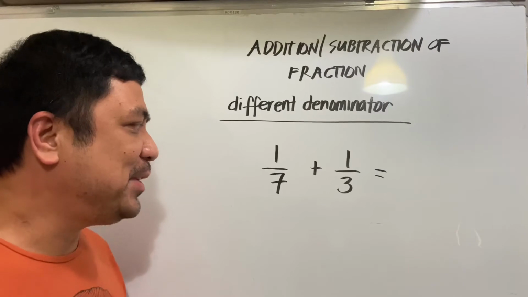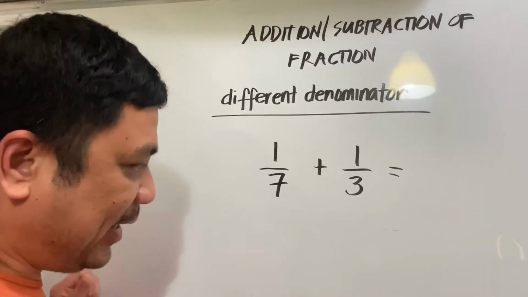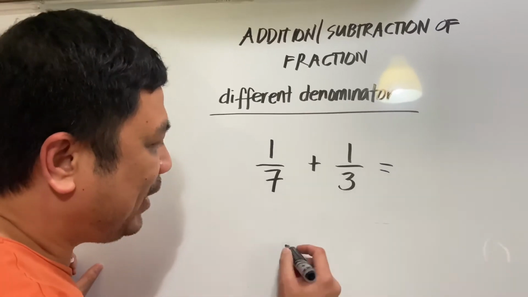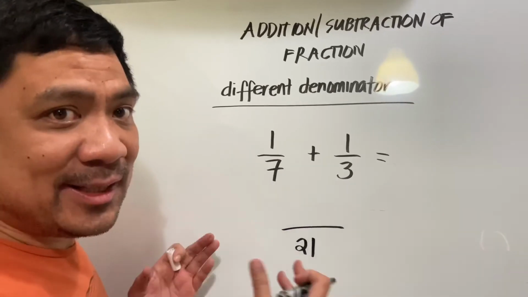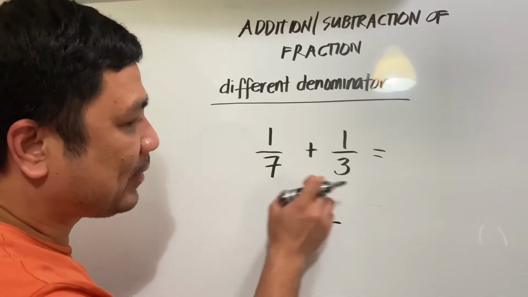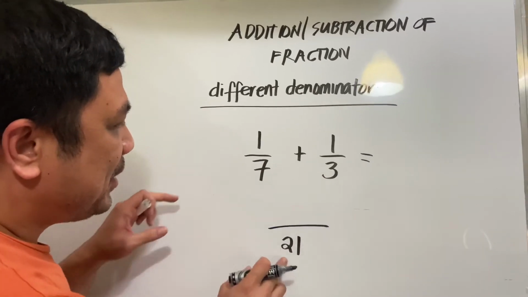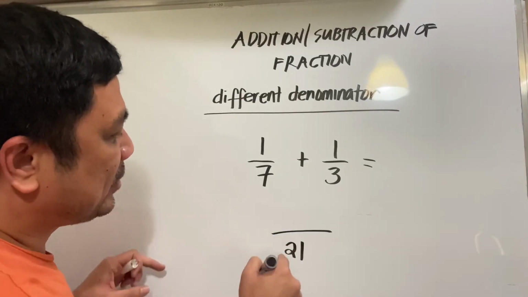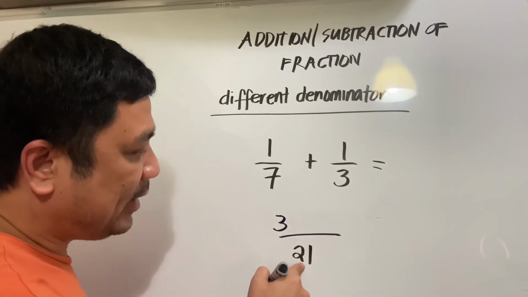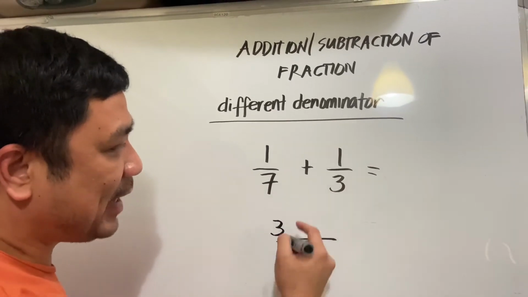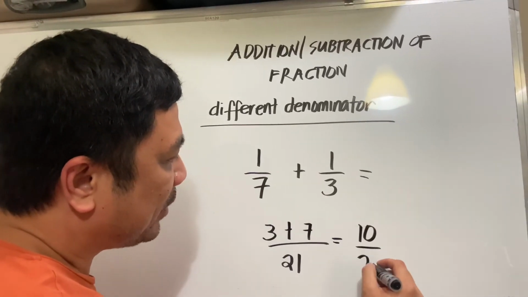Another way to solve this one is, as you can see here, 7 and 3. The easiest way is you just multiply the denominators, and that will be your least common multiple. But not in all cases. In this case, it so happened that if you multiply 7 and 3, that will be their least common denominator. So 21 divided by 7 is 3 times 1, that is 3. And then 21 divided by 3 is 7 times 1, that is 7. So you will have 10 over 21.